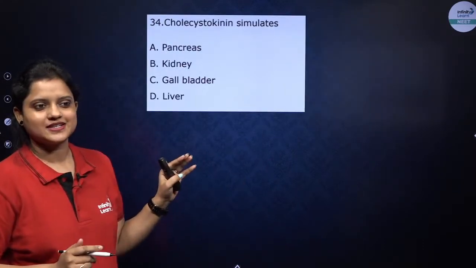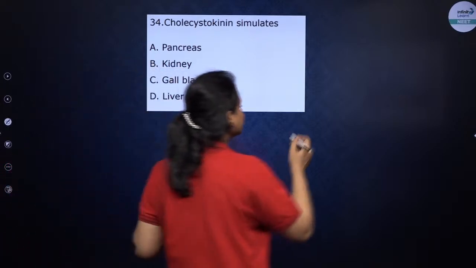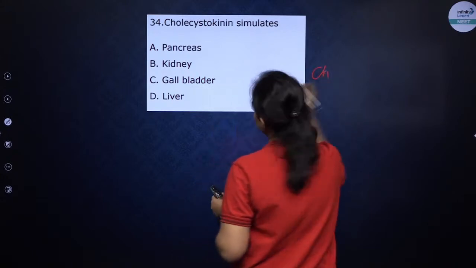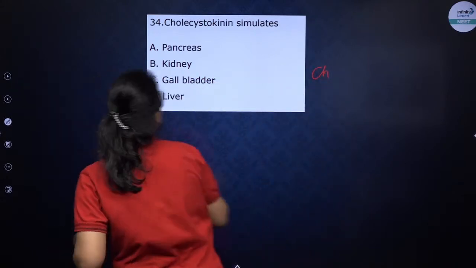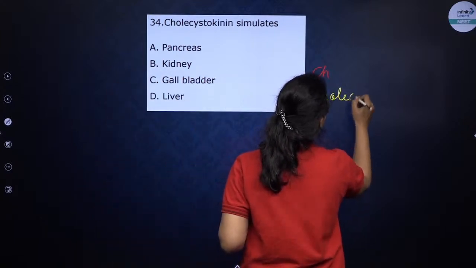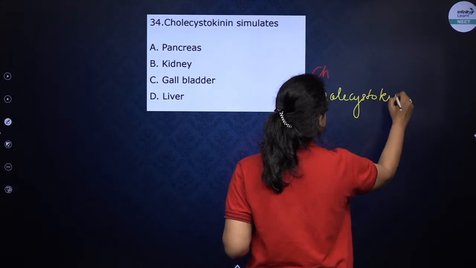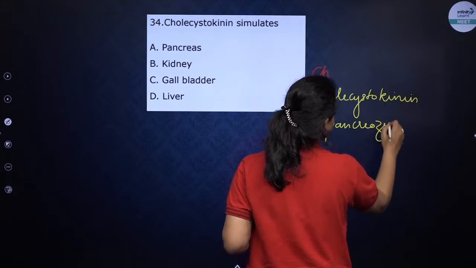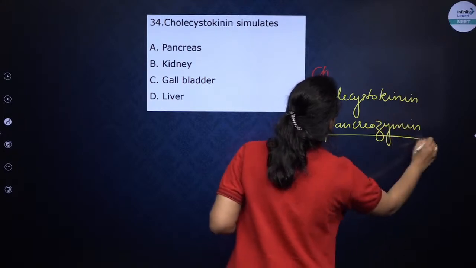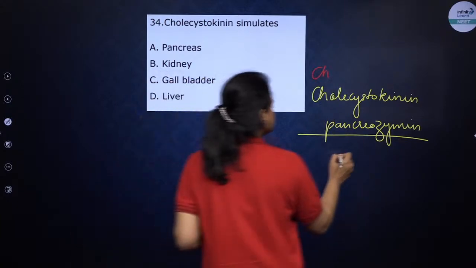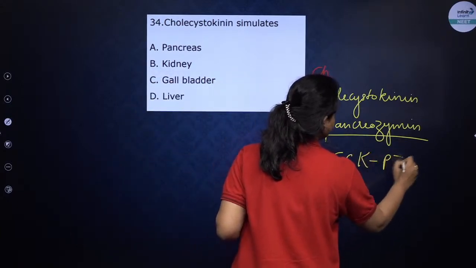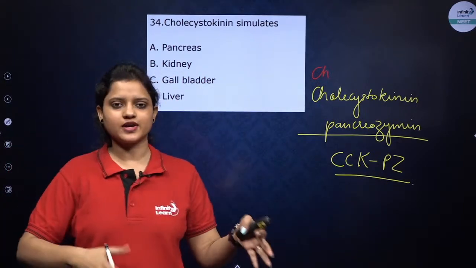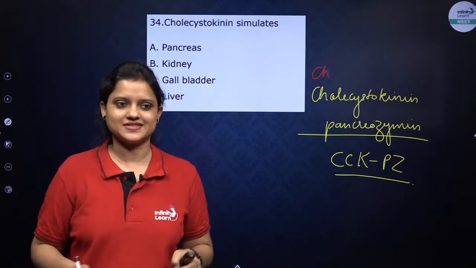Cholecystokinin stimulates. Cholecystokinin का पूरा नाम क्या है? इसके आगे PZ भी आता है ना, pancreozymin. Cholecystokinin, pancreozymin. Okay. Now this is a hormone which is also known as CCK-PZ. Right? FSH भी count करना है, LH भी count करना है. Those are glycoproteins, but still they are proteins, right?